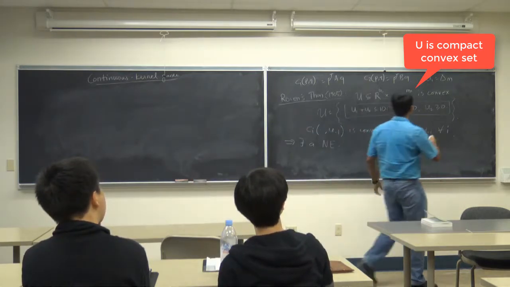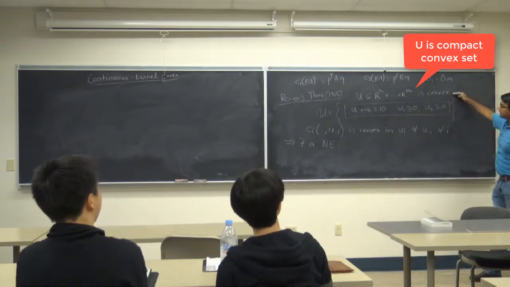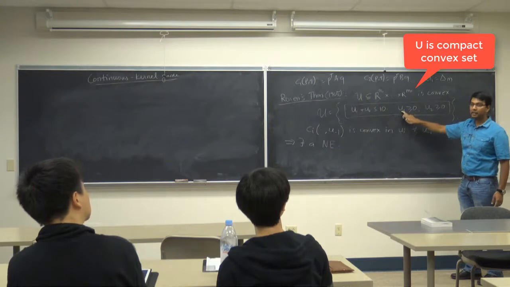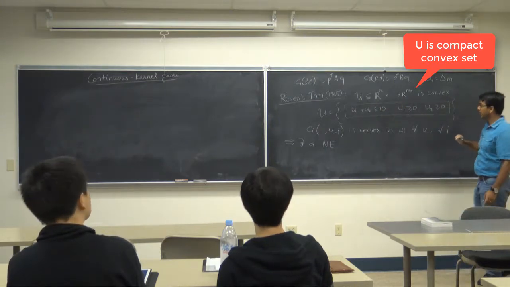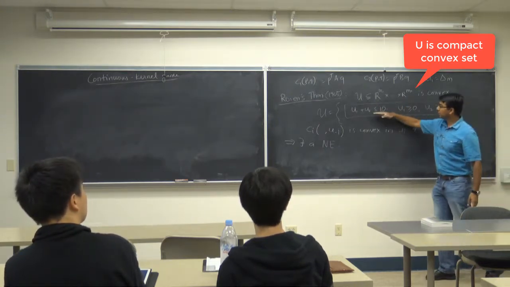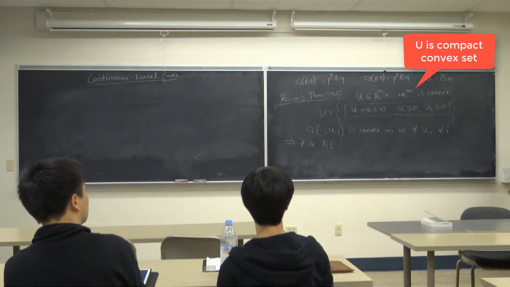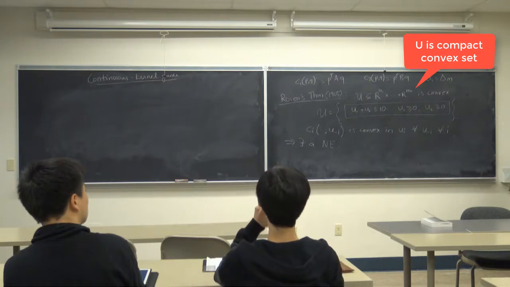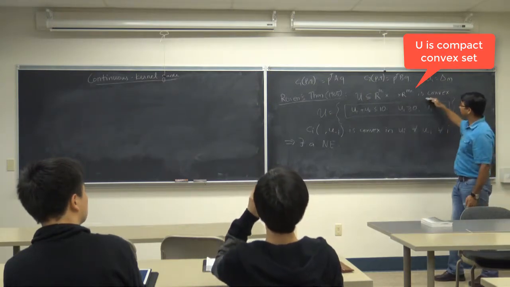So your constraint set is convex, but you can't pick one action unilaterally, as was the case in the earlier case. So there is some underlying constraint that will be imposed on the set of actions. But as long as the set is convex, you are good. Okay, so.